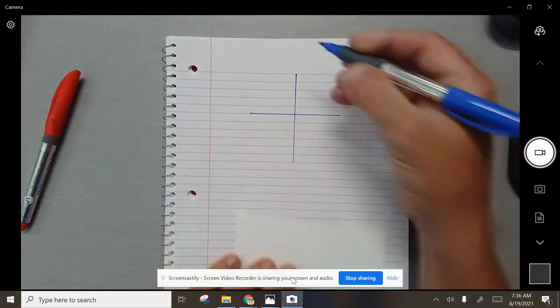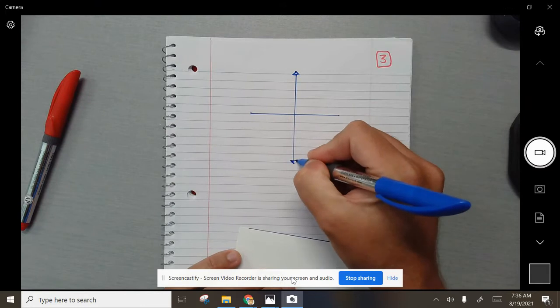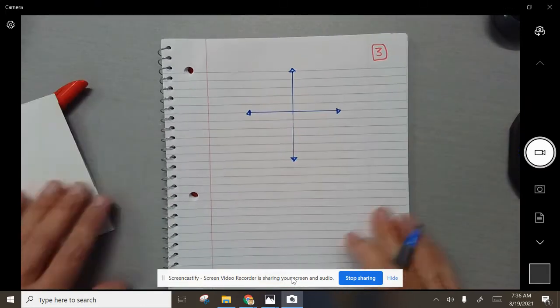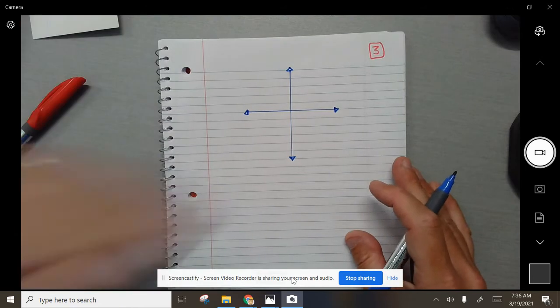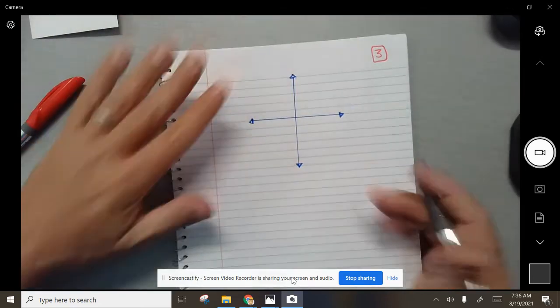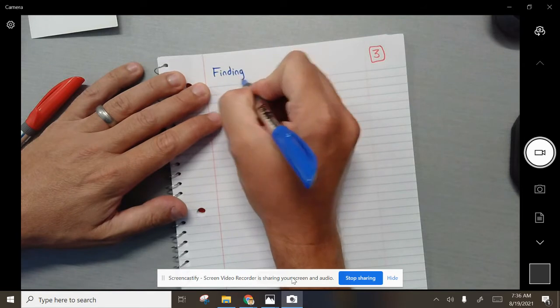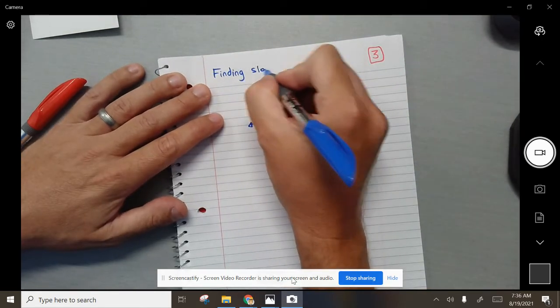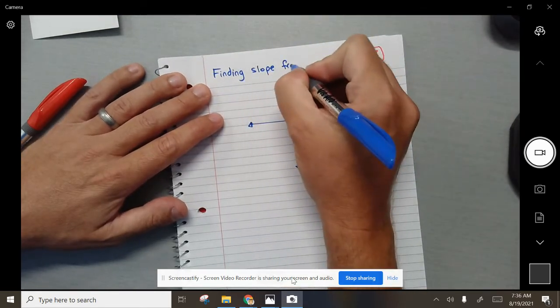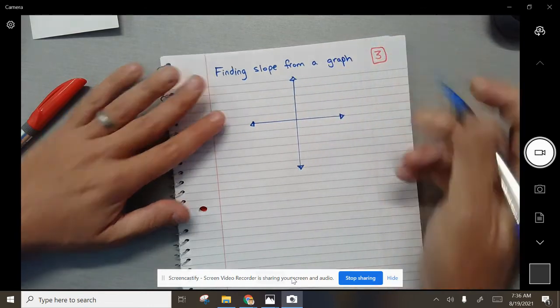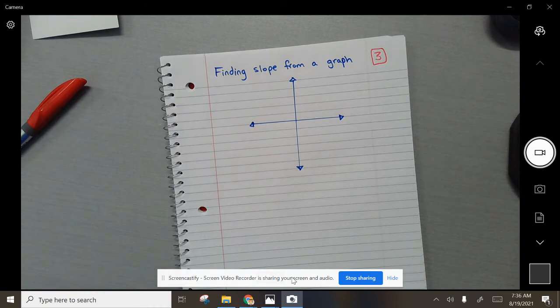We're just going to do a couple graphs here. And then once we do these graphs, we're actually going to do the assignment a little bit together in this video as well. So we're going to go finding slope from a graph. And you've already reviewed what slopes are, which ones are positive, negative.